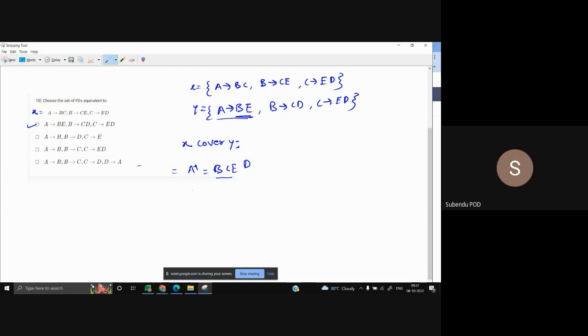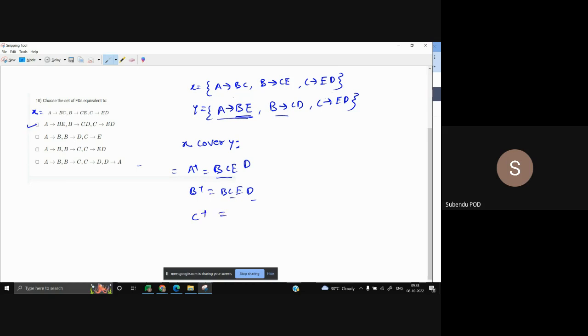Okay. And now you have to find the B closure with the help of this functional dependency. So C and ED, right? B C E D. So we get CD, right? We get CD. Now we have to find the C closure.